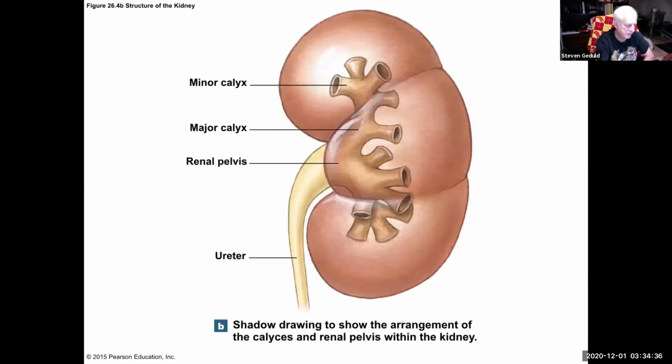Okay, so here we go. Here's your minor calyx, your small tubes, your major calyx, which is your larger tubes, feeding into the renal pelvis, which is the collecting area, and that feeds into the ureter, and this flows into the urinary bladder.